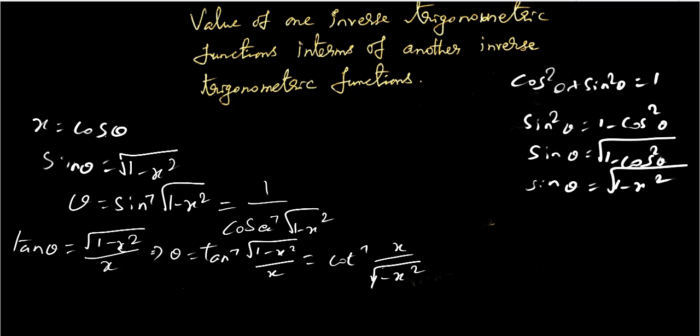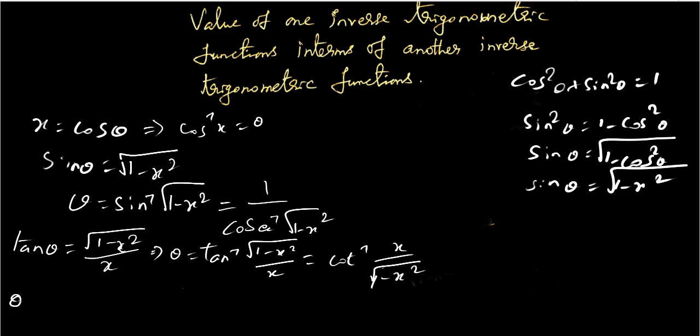Now let us list out all these inverse trigonometric function relations. x is equal to cos theta, that means theta equal to cos inverse of x. So everything is in terms of theta. Theta equal to cos inverse of x. Theta equal to sin inverse of square root of 1 minus x square. Theta equal to 1 by cosecant inverse of square root of 1 minus x square. Theta equal to tan inverse of square root of 1 minus x square by x. Theta equal to cot inverse of x by square root of 1 minus x square. All these are equal to theta, so all these are equal.